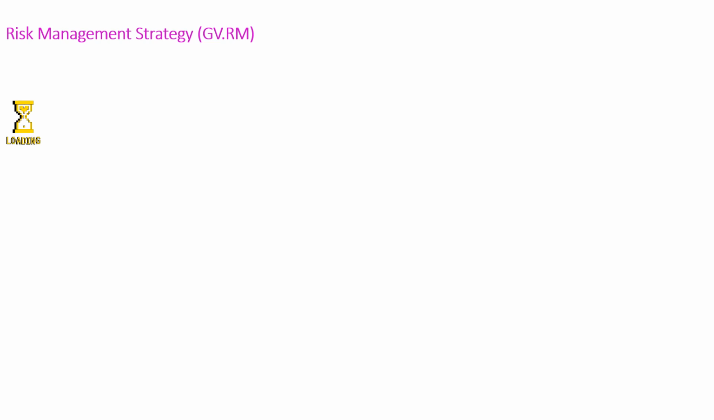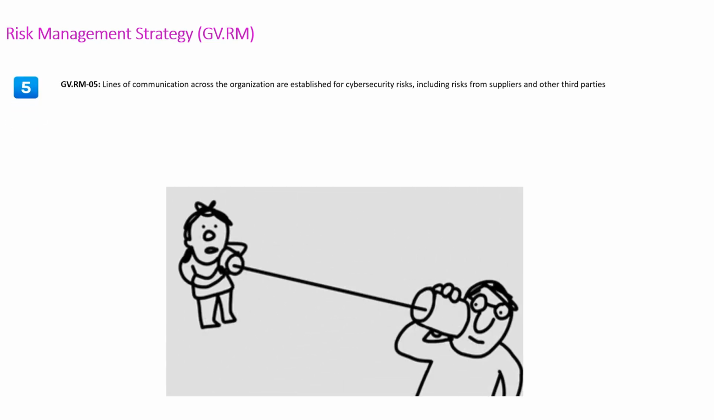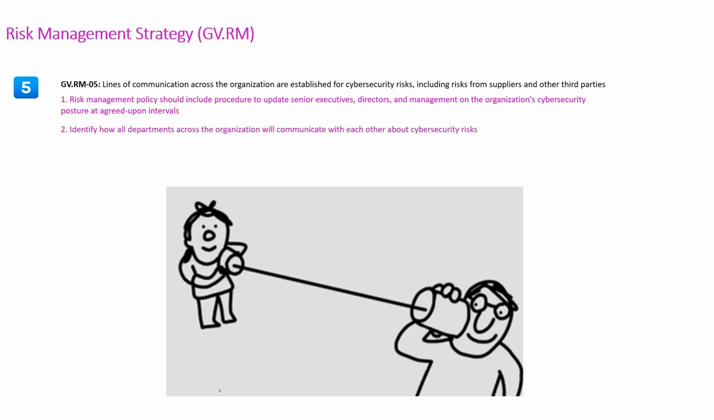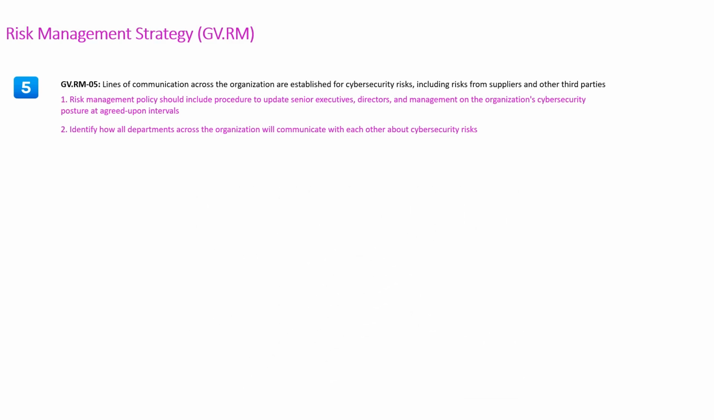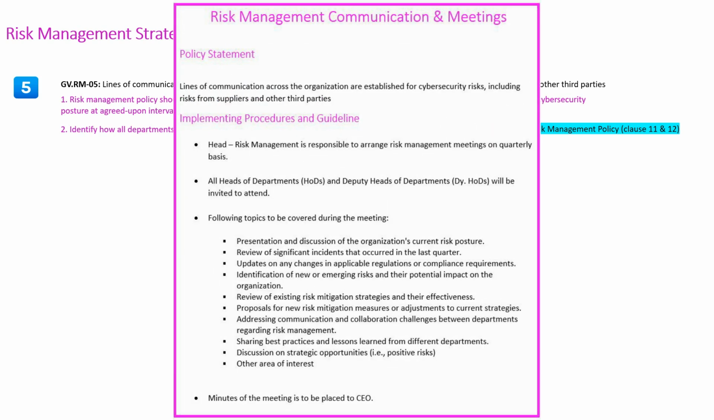Let us now discuss the remaining subcategories of risk management strategy. The fifth subcategory requires that lines of communication across the organization are established. The simplest way to implement this is to ensure that the risk management policy includes a procedure for risk management communication. Also identify how all the departments across the organization will communicate with each other about cybersecurity risk. Please refer to our template 2 to understand how lines of communication across the organization are established.